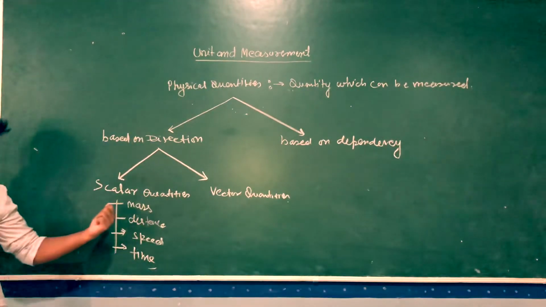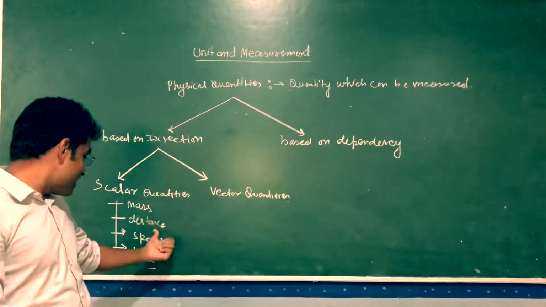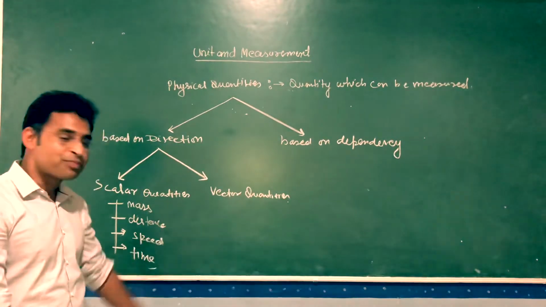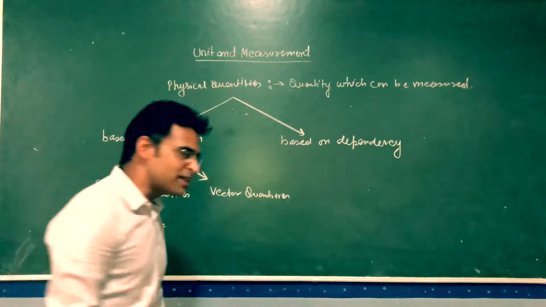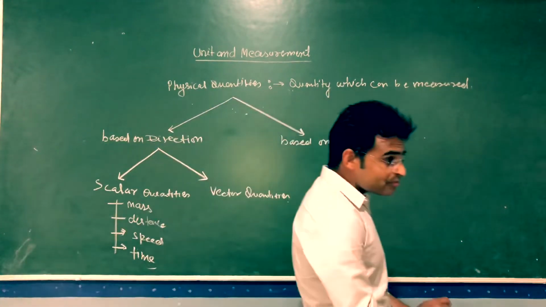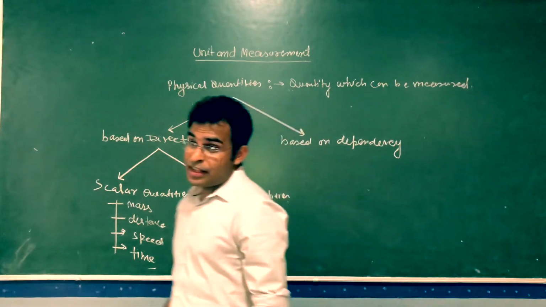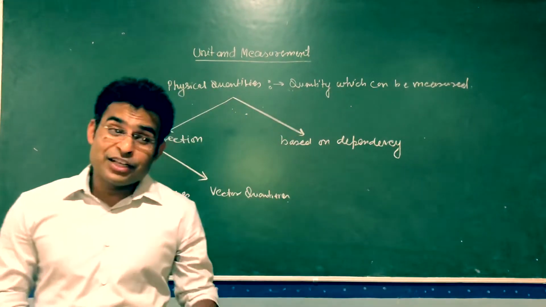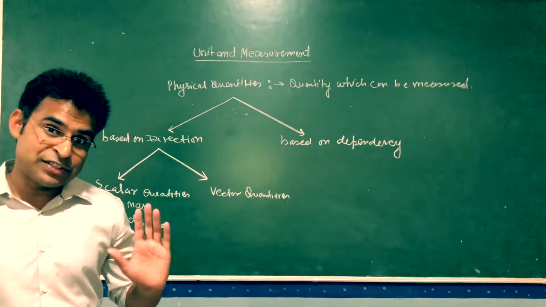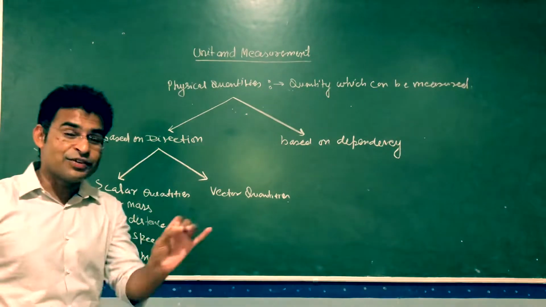So there are 4 examples of scalar quantity. First one, mass, distance, speed and time. Not only 4, there are many examples, but right now I am writing only 4. So what's a scalar quantity? Any quantity which has a magnitude only. Means if you want to represent any quantity, you don't need anything, just you need magnitude only.